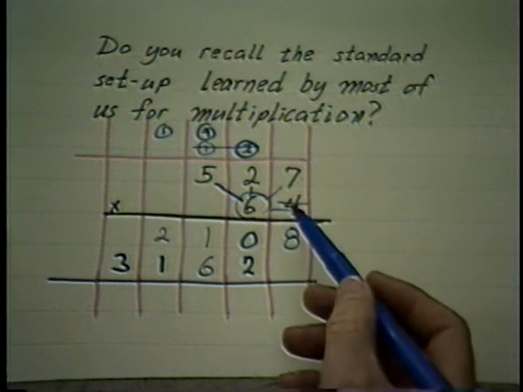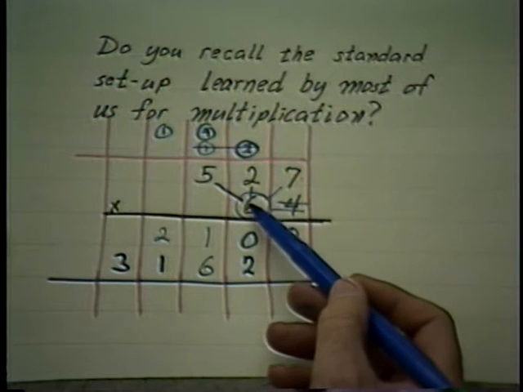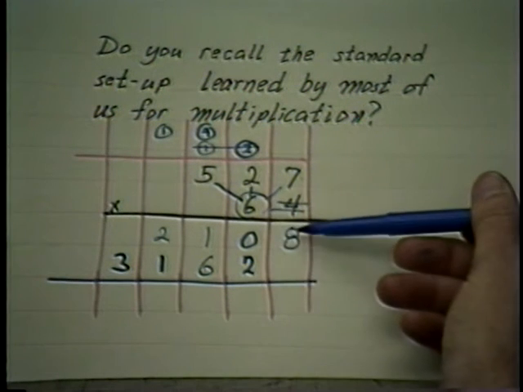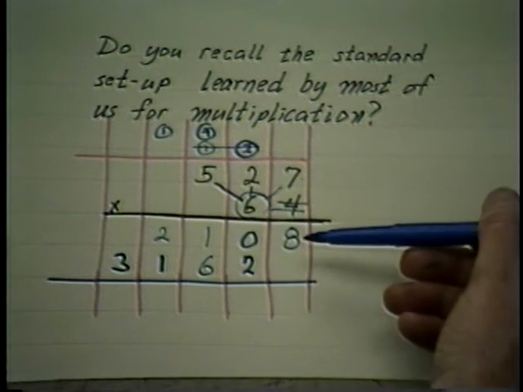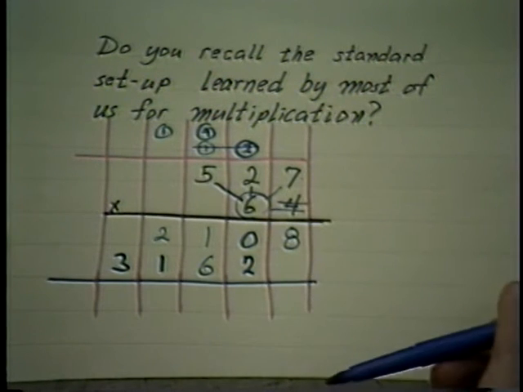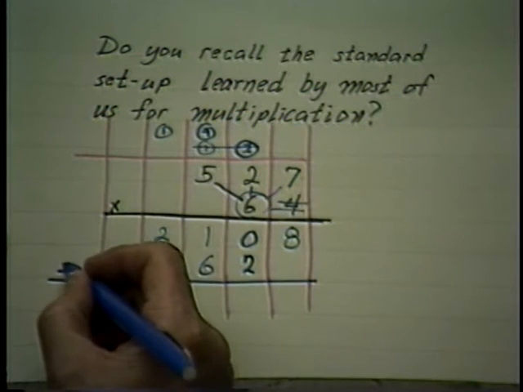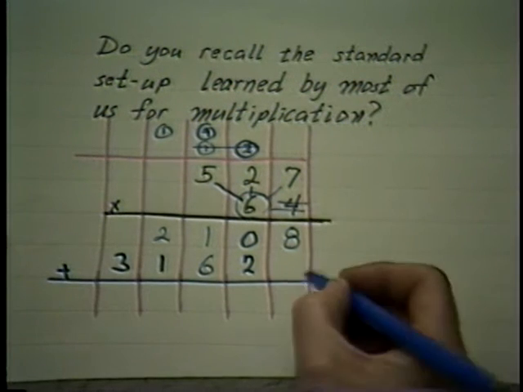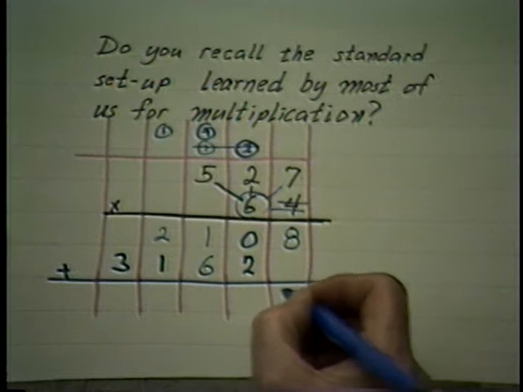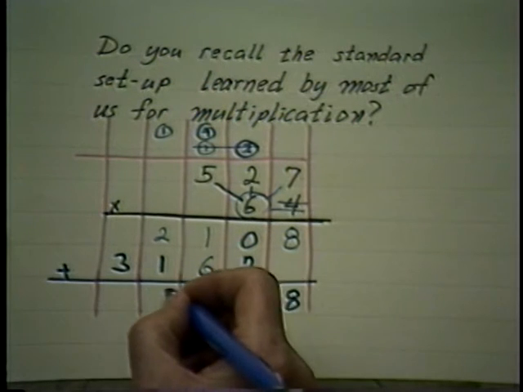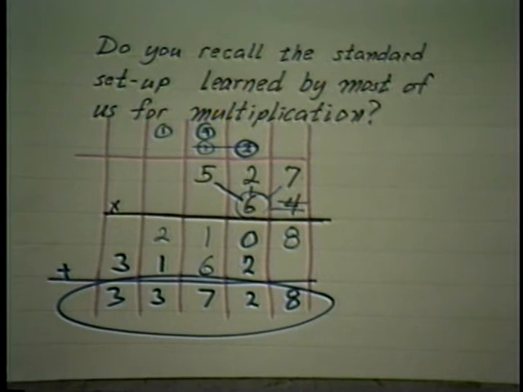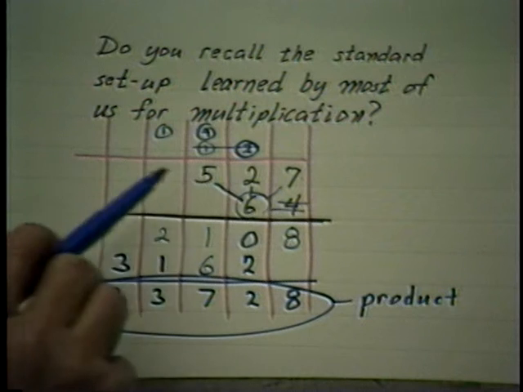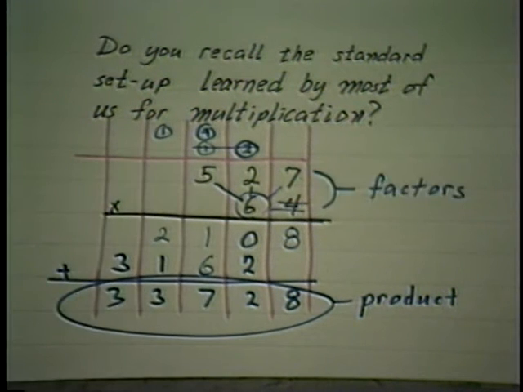Now we're done. For each digit in our bottom multiplier, we have a line of digits here. If I had 3 digits here, I would have 3 lines and so forth. Now we add these digits. We get 8, 2, 7, 3, 3, and this, our answer, which we now call the product of these two factors.